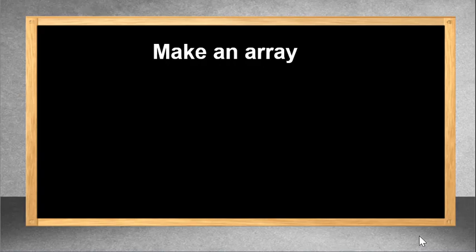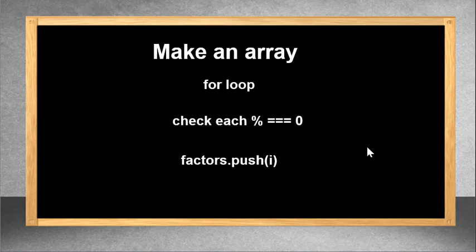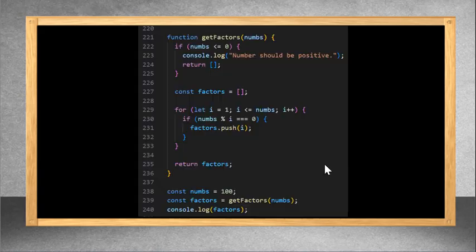So in my next attempt, I made an array, and I used the same for loop. I checked each number with the mod, and any remainder of 0 meant that was a factor. And the term that we use is push. So I'm going to push those numbers into my array, and then when I'm finished, I will print out that array.